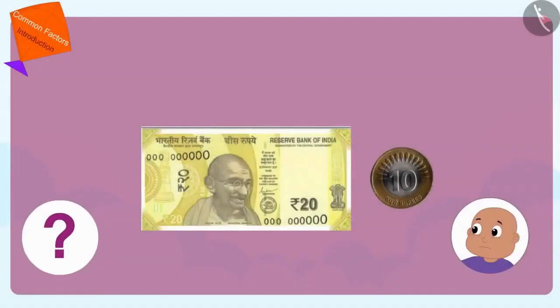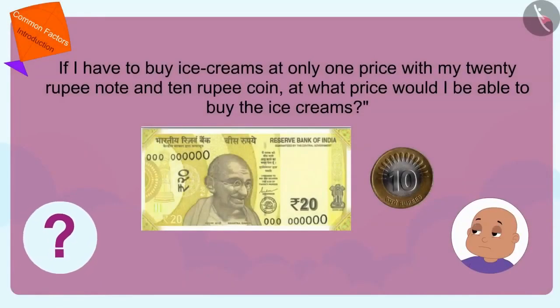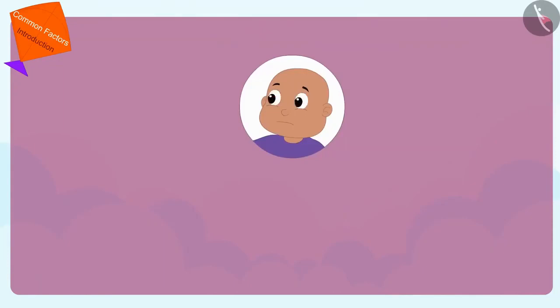Bablu is thinking, if I had to buy ice creams at only one price with my 20 rupee note and 10 rupee coin, at what price would I be able to buy the ice cream? Children, can you tell me how Bablu can find the answer to this question? Exactly. To solve this question, Bablu has to choose the factors which are the factors of both 20 and 10.